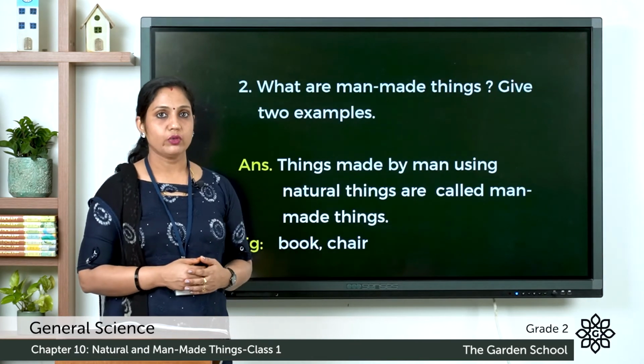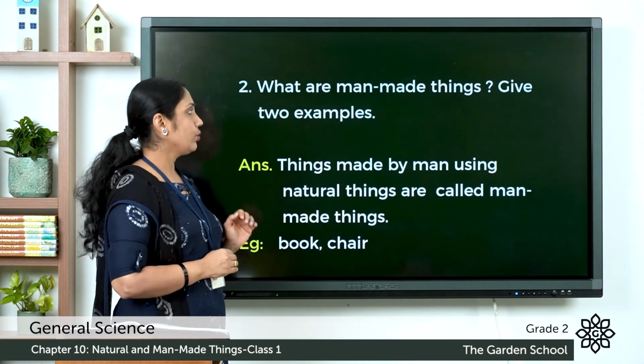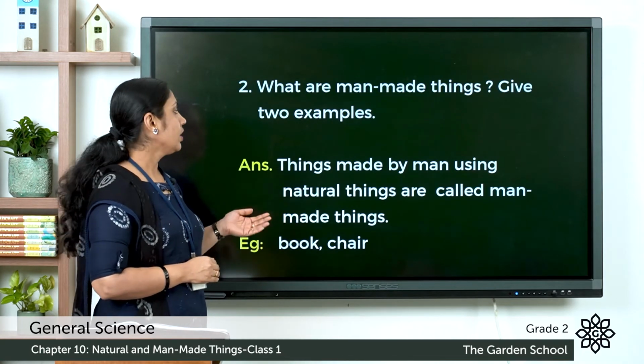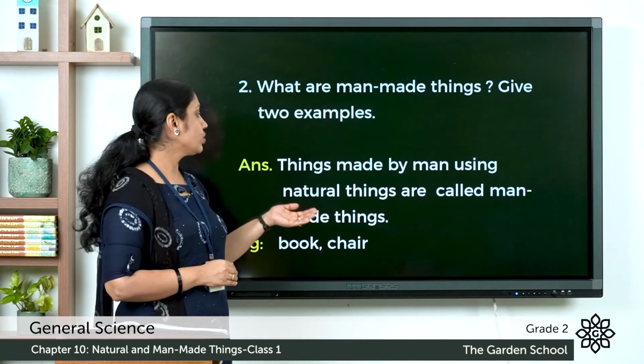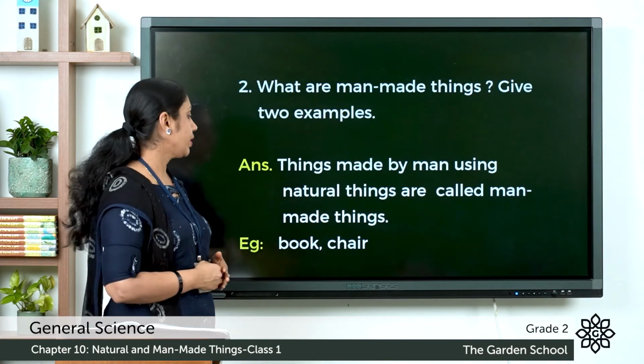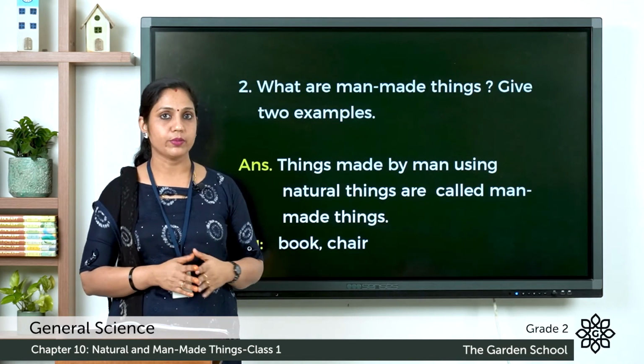Let's move on to our second question. What are man-made things? Give 2 examples. So write down the second question and write the answer in the next line. Things made by man using natural things are called man-made things. And examples for man-made things, book, chair. So we have only 2 question answers in this chapter.